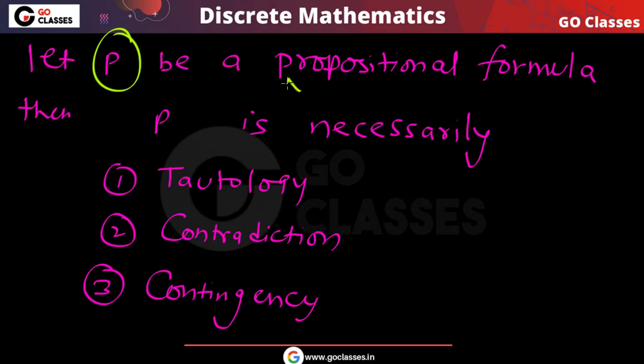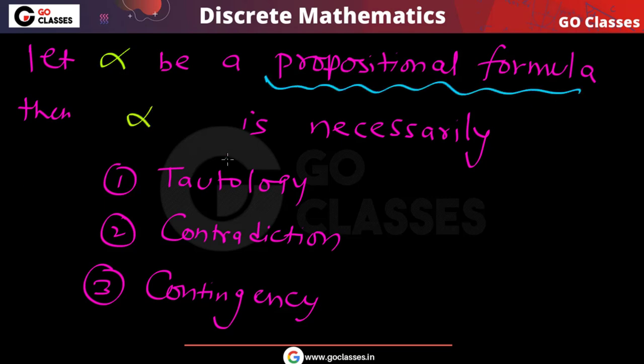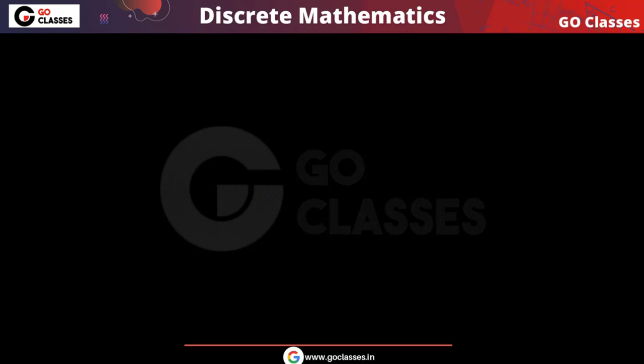Let p be a propositional formula. Now I am saying that p is a propositional formula. Now what can you say? So instead of p, let me use alpha, so that it becomes less confusing. Let's assume that alpha is a propositional formula. Now what can you say about alpha necessarily?